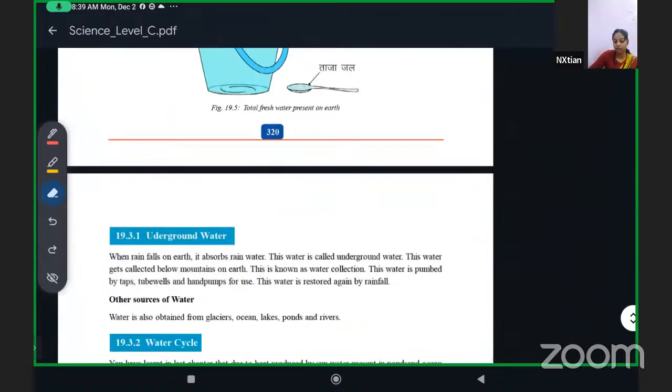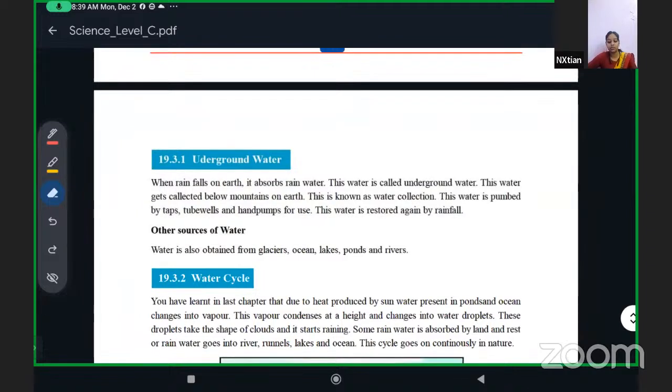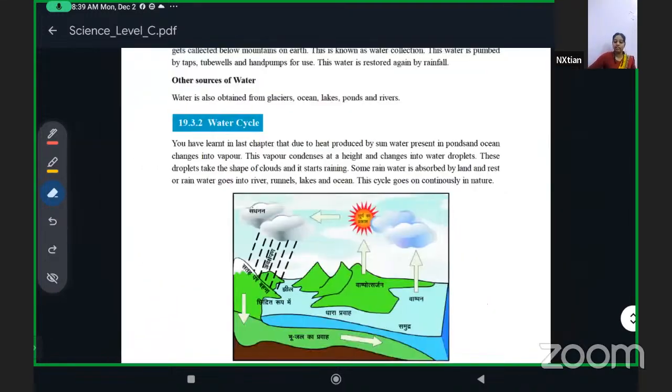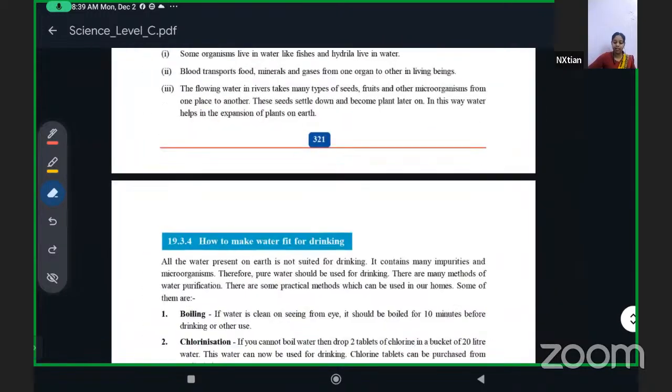We have water. Sources of water is also an important question: what are the sources of water? You should know about all the sources, that is, underground water, glaciers, oceans, lakes and ponds, and rivers. Five major sources are there. Then the water cycle again is there.